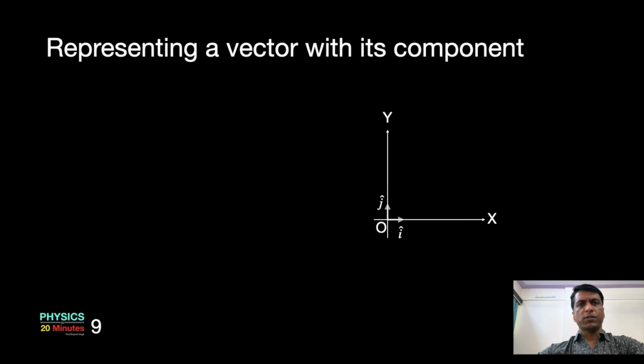So let us try to represent a vector with its components using the unit vectors. Let's take the x and y axes. Let's take the two unit vectors i cap and j cap pointing along the x-axis and y-axis.